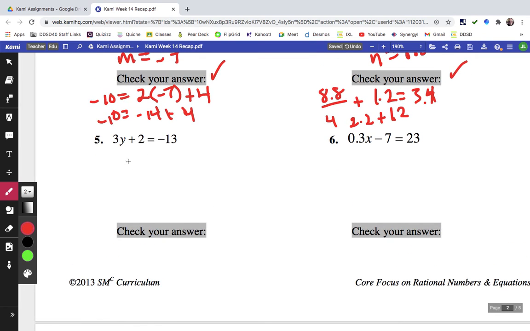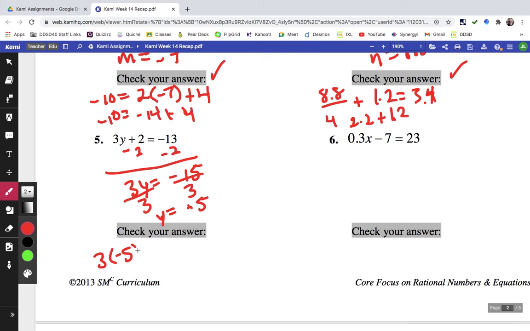And we've got 2 more problems. We're going to subtract 2. And we have 3y left over is equal to negative 15. I'm going to divide by 3. And y is equal to negative 5. So we can check that to see if it works. 3 times negative 5 plus 2 should equal negative 13. So negative 15 plus 2, that's a positive and a negative. There's much more negative. We find the difference. 13 and it's negative. So that one checked out.